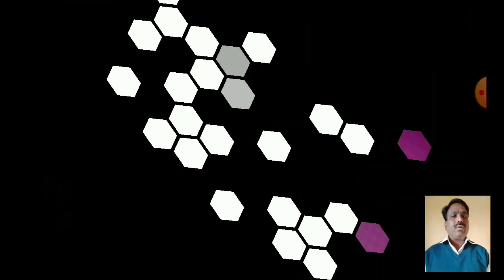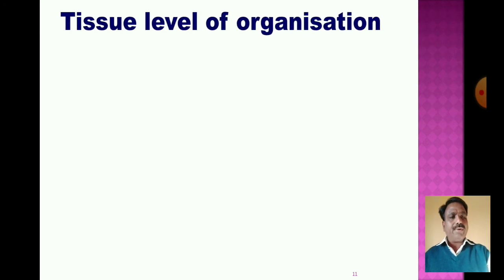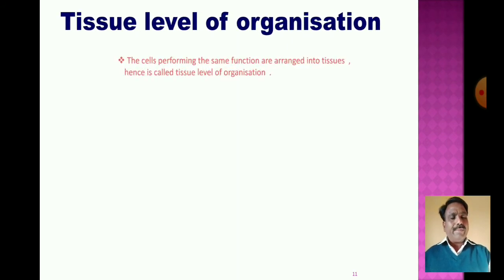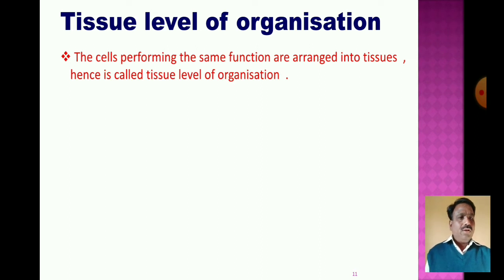Then we go to the tissue level of organization. In the tissue level of organization, on the basis of the classification of organisms, the cells performing the same function are arranged into a tissue, hence it is called the tissue level of organization.